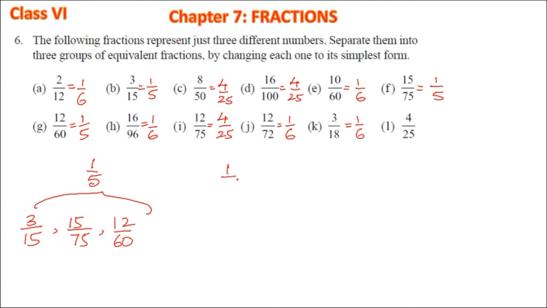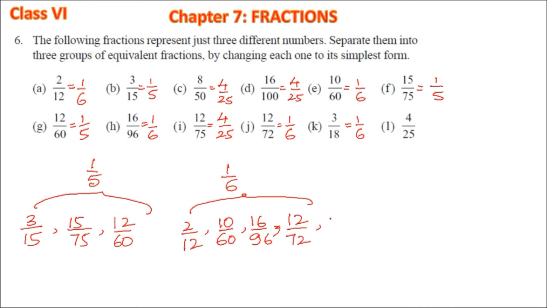If you consider 1 by 6, there are many numbers equal to 1 by 6. 2 by 12 is the first number. Next we have 10 by 60, next 16 by 96, and also 12 by 72 and 3 by 18. These are the numbers equivalent to 1 by 6.